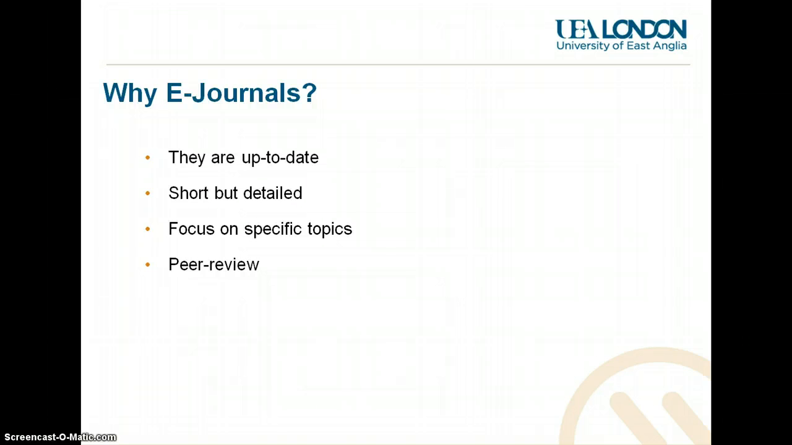First of all, what is a journal? A journal is a publication that contains scholarly articles written by academics or experts in a subject area. There are a number of reasons why you should be using them in your research.